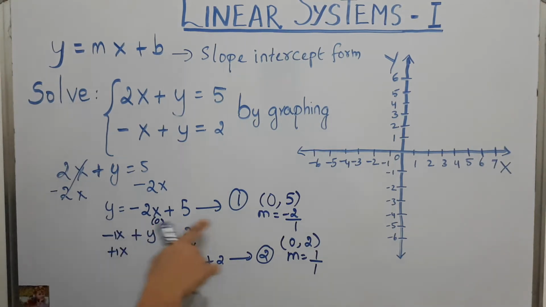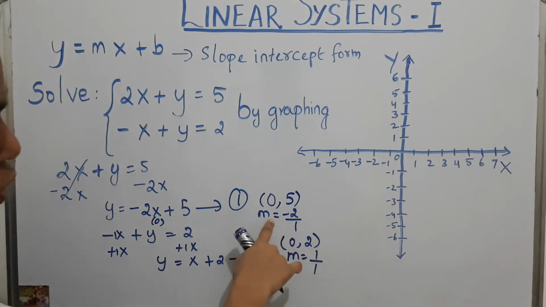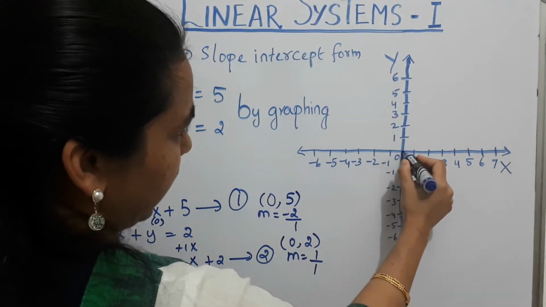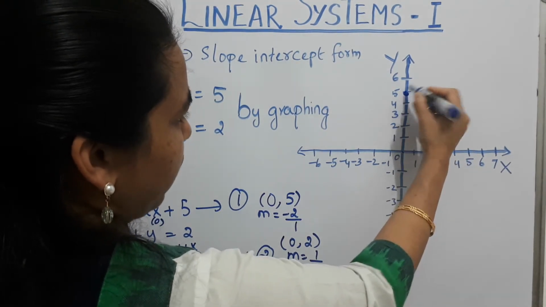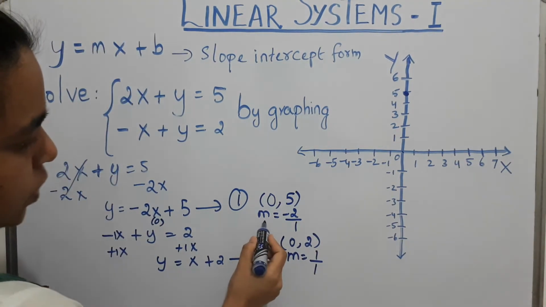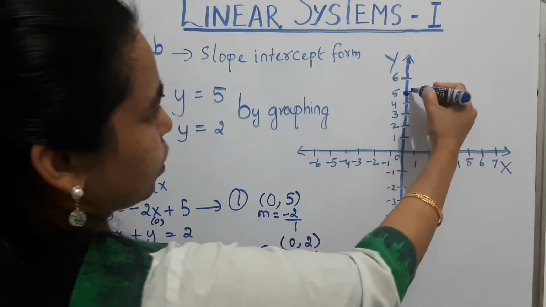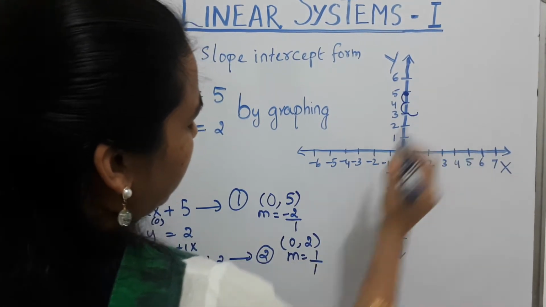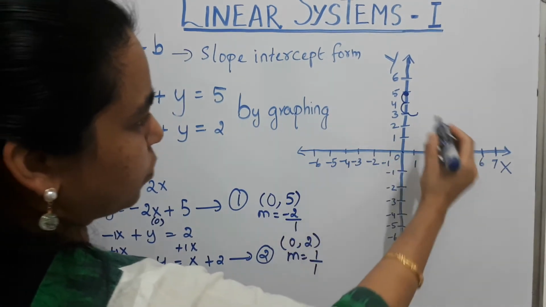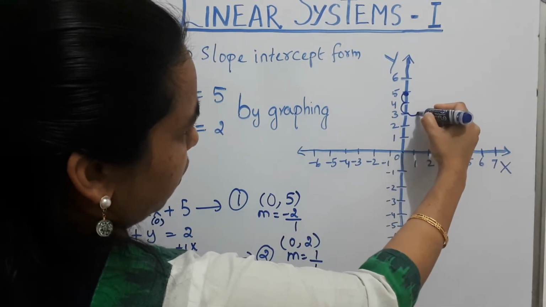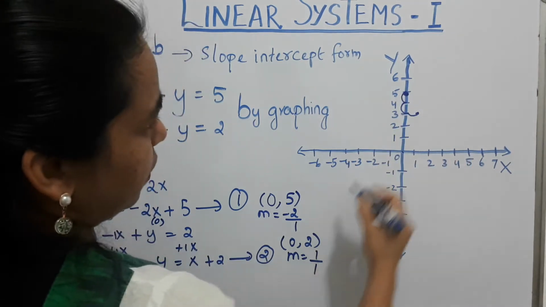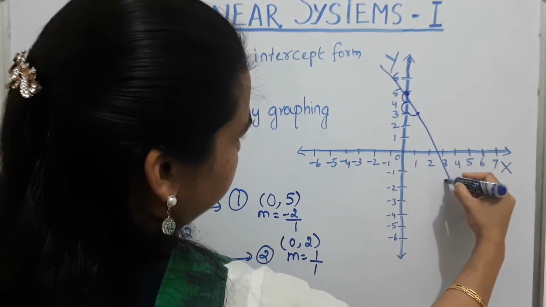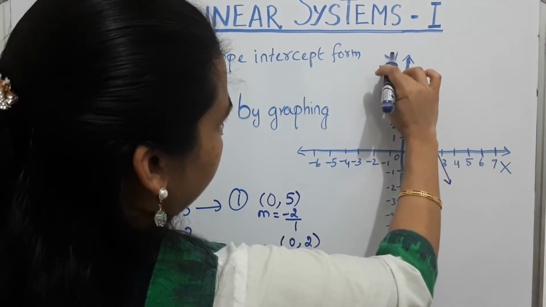The first one has the point (0, 5) and the slope is negative 2 over 1. So (0, 5) means 0 is the x value and y value is 5, so you plot it here. Then the slope is negative 2 over 1, so negative 2 means you go 2 units down and 1 unit to the right. Always for the denominator, you move to the right only, whether negative or positive. Then you join the points. So this is one line.